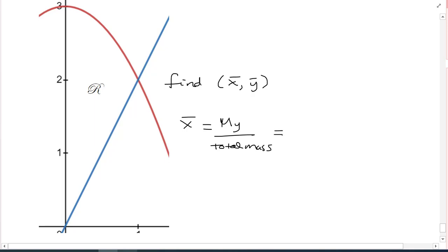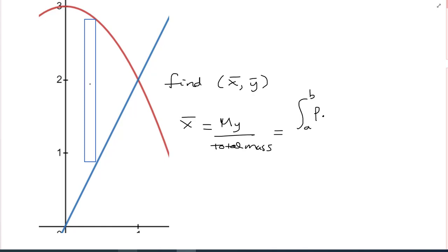To break this down a little further, what we did in class is we said this is the integral from a to b of the density times the distance to the y-axis times the area. So density times area times distance to the y-axis. If I put our little sample strip here, we want to put the center of mass of that one. This is going to be our little sample one.